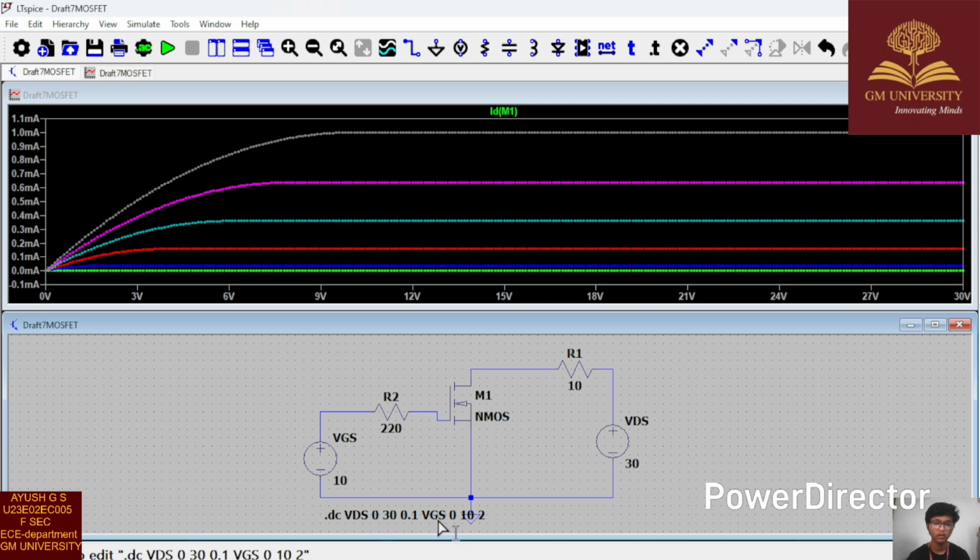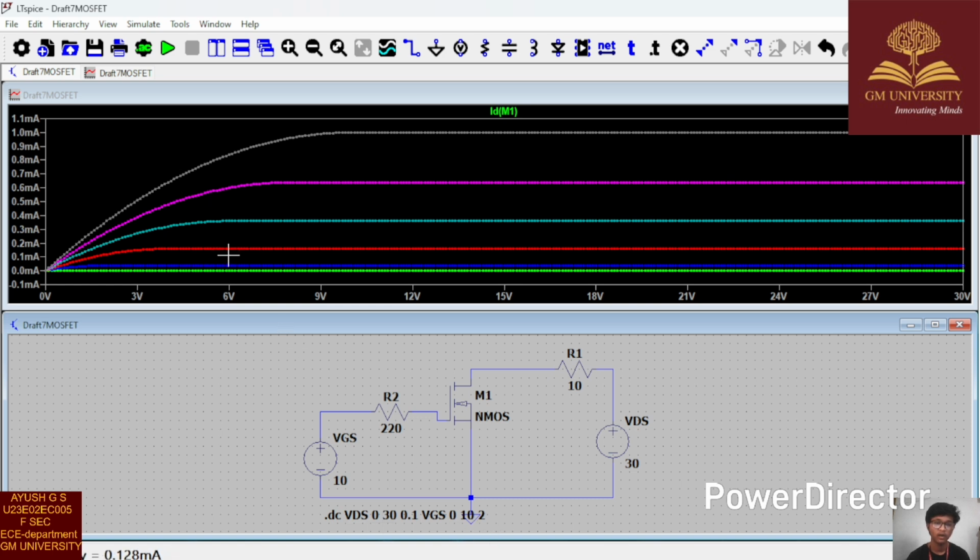So we will get the 0 to 2 volt difference. That is the red line. Then 0 to 4 means VGS is set to 4 volts, and VDS is set from 0 to 30 with a step of 0.1 volt. We will see the next line. And as we increment VGS, 0, 2, 4, 6, 8, the current increases.